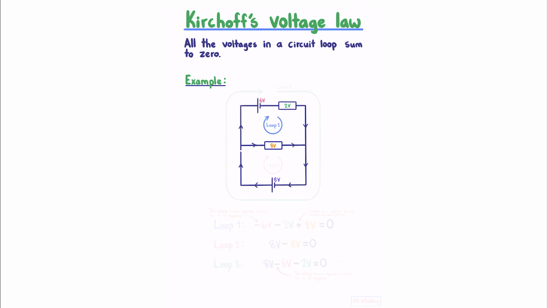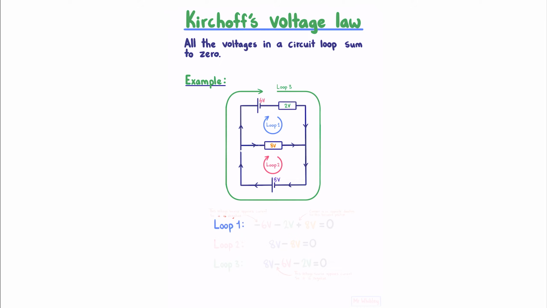The first loop is this one here, the second loop is this one here, and then we can do the outside loop. And now to sum the voltages in each loop. In general, when you have a voltage source, you add that voltage, and when you have a resistor, you subtract the voltage. However, there are 2 exceptions where you need to swap that around. In this example, I'll be showing you both of them.